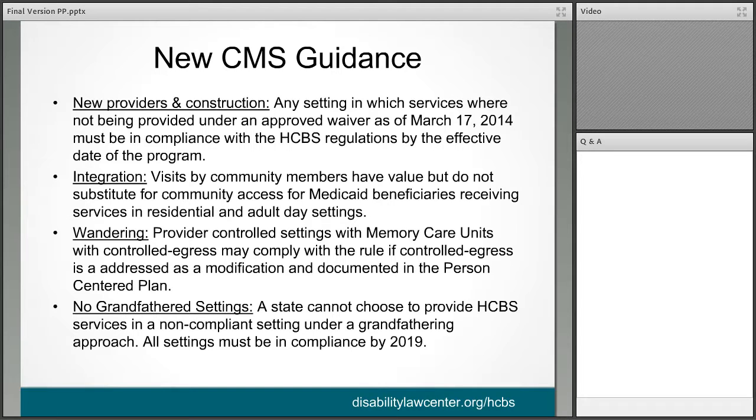And so CMS has said that memory care can be something that can be done for people in a setting, but as with other restrictions, there has to be a documented assessed need, and this has to be documented in the person-centered plan. And then also, this restriction has to be revisited in the future to see if individuals are still needing this type of support.